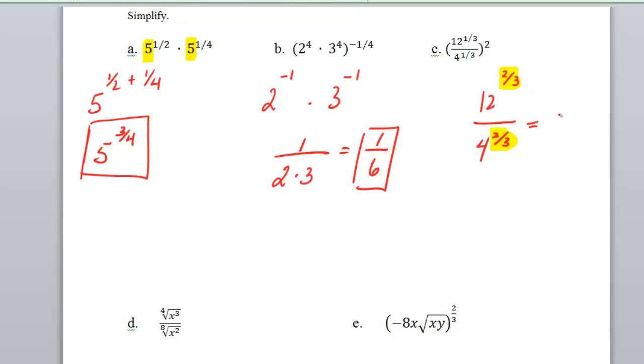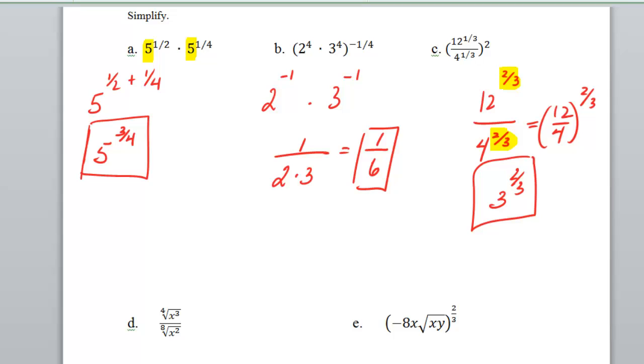And so what I can actually do is reverse one of my properties here and pull that 2/3 exponent out. If you look at the way that's written, you could go backwards and forwards in either direction. And now I can do the 12 divided by 4, which gives me 3 to the 2/3 power. And again, that doesn't simplify any farther. Alright, and so those are 3 basic simplification problems.